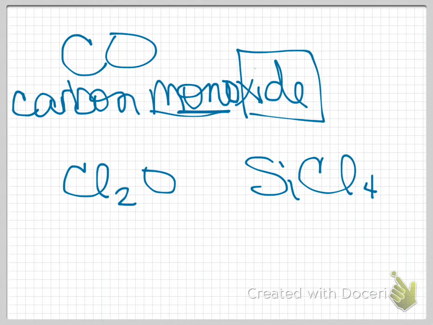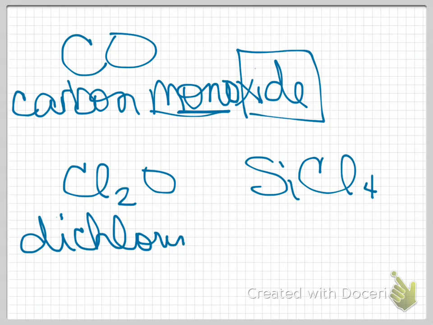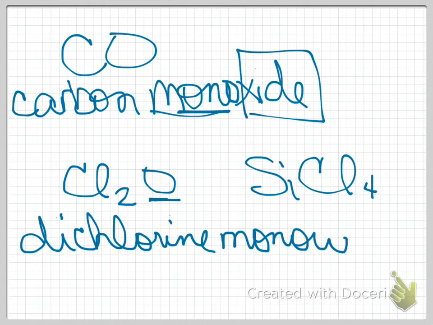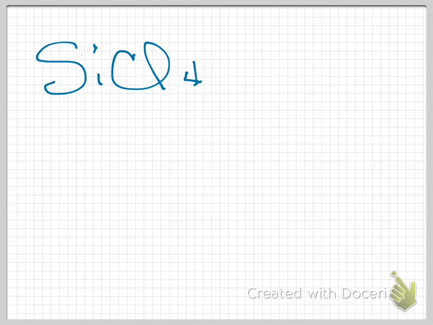So we would use the prefix di, so this would become dichlorine. And since there's one oxygen, this would be monoxide. Dichlorine monoxide. And our second one here, I'm going to go to the next screen, is SiCl4. Since we're going to identify our two elements, there's silicon and then there's chlorine. And since there's only one silicon, we do not use prefixes.